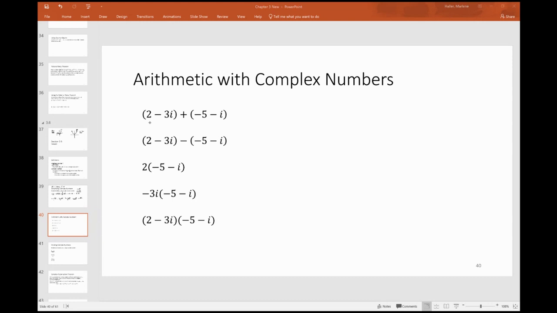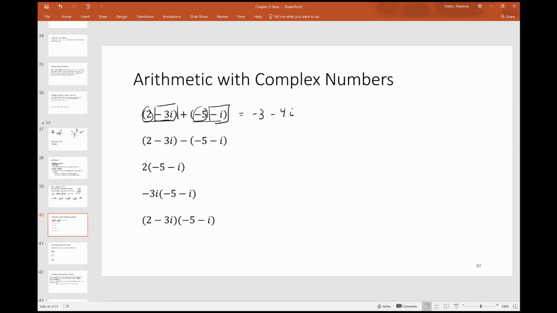So if I'm adding two complex numbers like this, all I'm really doing is combining like terms, right? That's all I'm really doing is combining like terms. So the real parts, the 2 and the -5, 2 plus a -5, well, that's 2 minus 5, or -3. And then we have a -3i plus a -i, that's -3i minus i, or -4i.